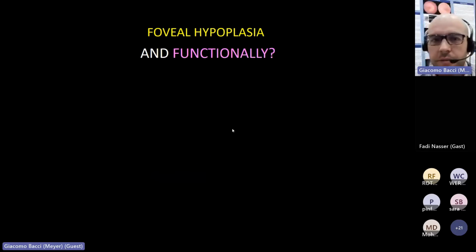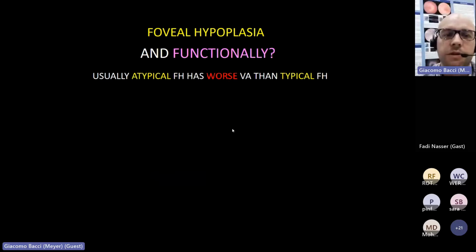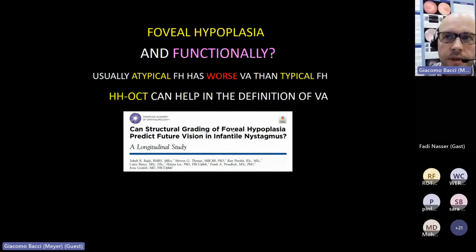This is from the anatomic point of view. And from the functional point of view, we can bear in mind that usually atypical forms of foveal hypoplasia have worse visual acuity than the typical ones. This is not such a big difference to bear in mind, but we can also think that handheld OCTs are helping us in the definition of this connection between anatomy and function.